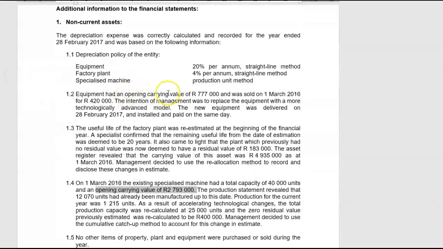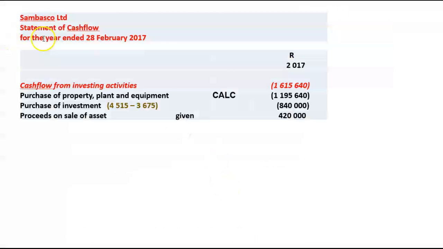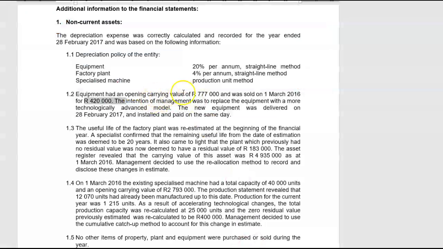Equipment had an opening carrying value of 777,000, and it was sold on 1 March for 420,000 rand. Now, the first thing that you should realize is that the 420,000 is the proceeds on the sale of equipment. So whilst you have that figure, go and dump it in your cash flow statement, then you know that you have it. Proceeds on the sale of equipment, 420,000.